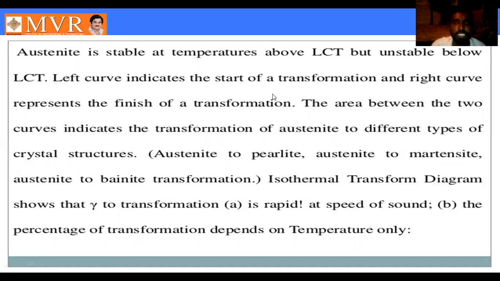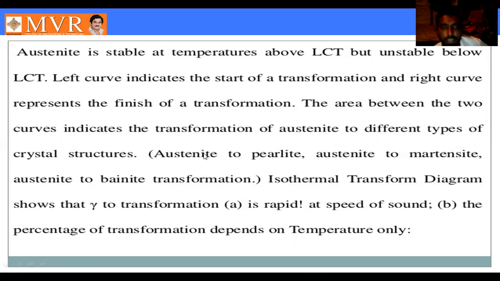The left curve indicates the starting of the transformation, and the right curve represents the finishing of the transformation. The area between the two curves indicates the transformation of austenite to different types of crystal structure. In the area between these two curves, the transformation begins and ends. So from the beginning onwards, we can see different types of structures changing, which we can see on the block diagram.